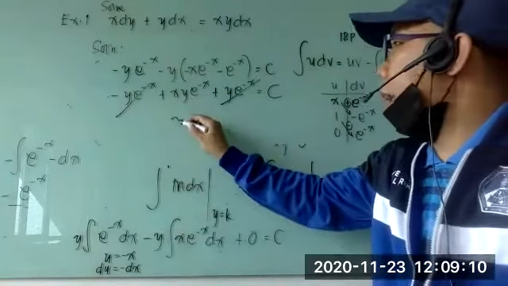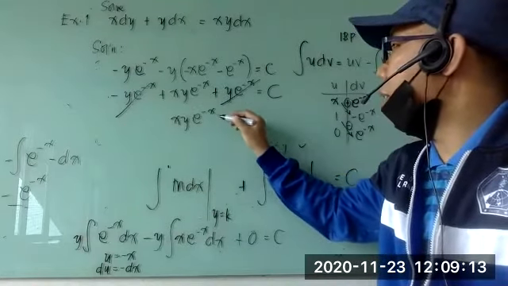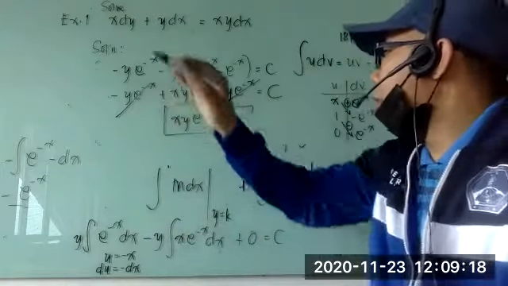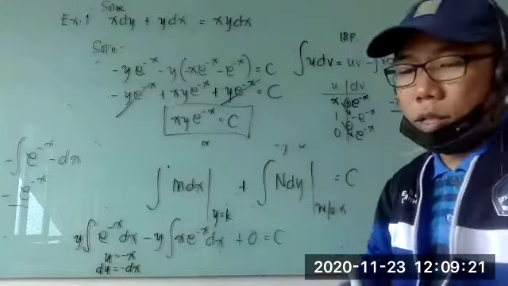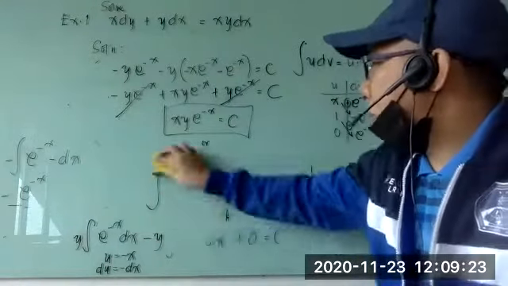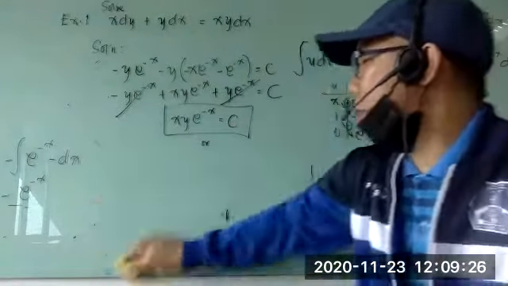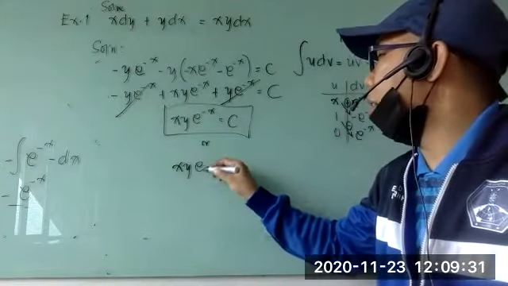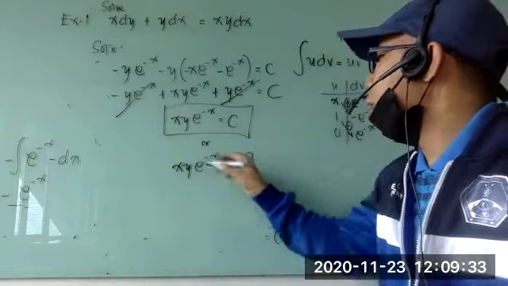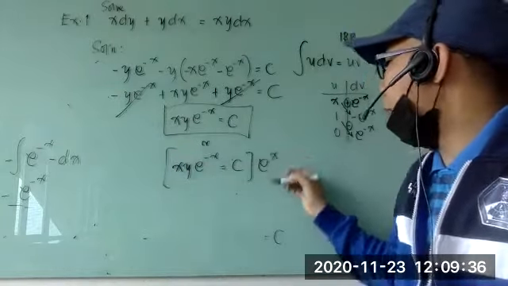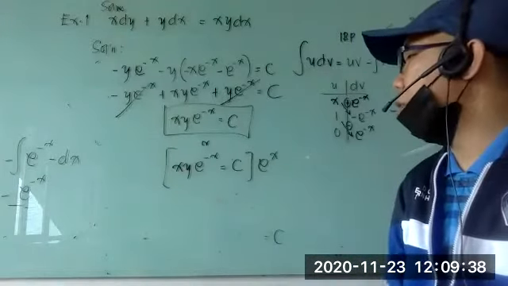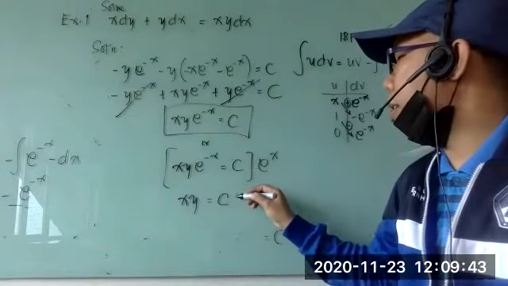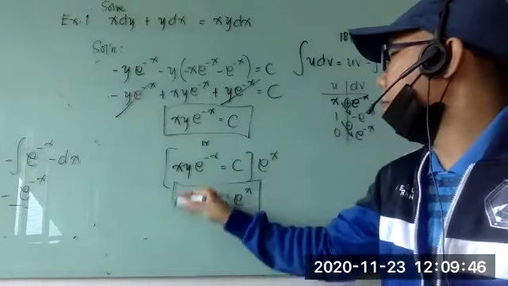So the solution will be x times y e raised to negative x equal to c. So this is now our general solution, or you can multiply both sides by e raised to positive x to make this a positive exponential function. Yung exponent dito. Multiplying both sides by e raised to positive x will eliminate this exponential function on the left-hand side. That's why we have xy equals c e raised to positive x.